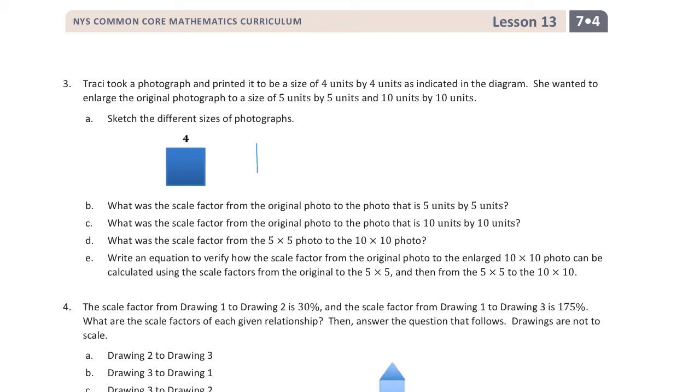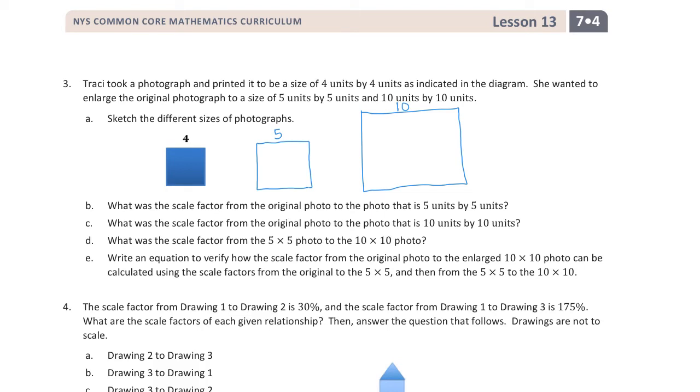So here we can have a little bit bigger photo here, and this is going to be 5 by 5. And then we almost want like twice as big. I don't think that's going to happen, but we can pretend. And we're going to have 10 by 10. I hope your squares are better than Miss White's.